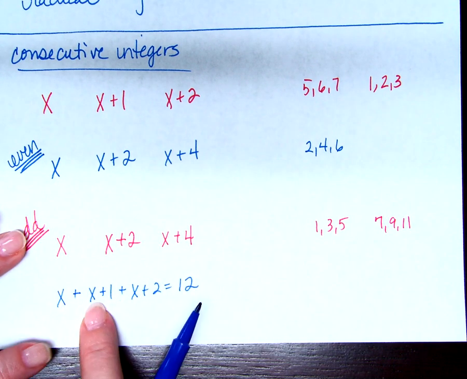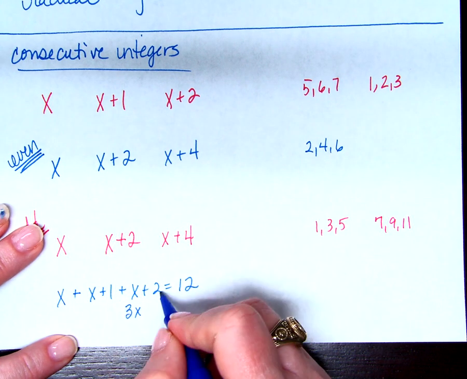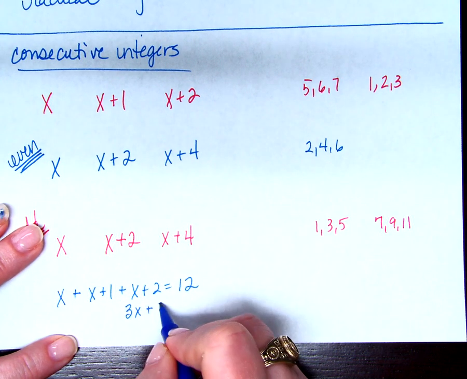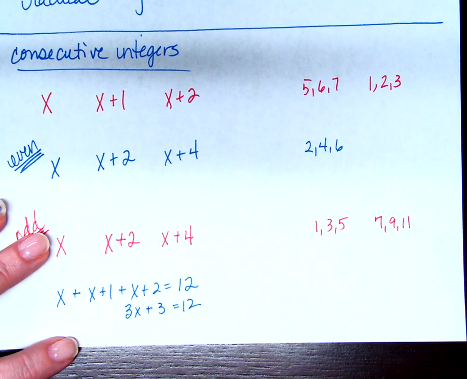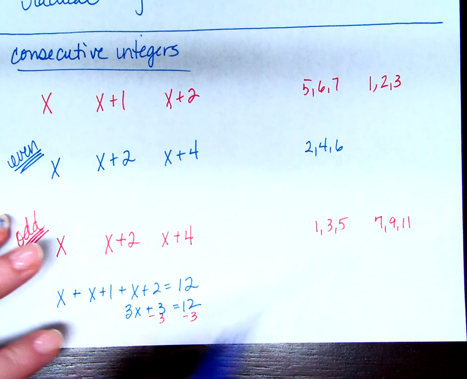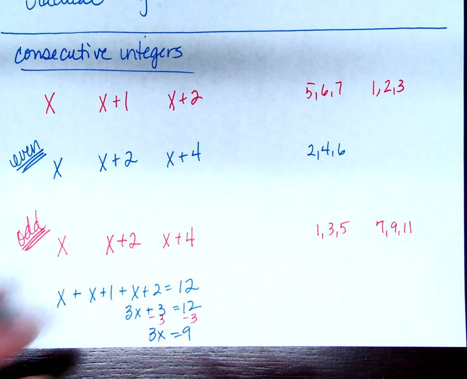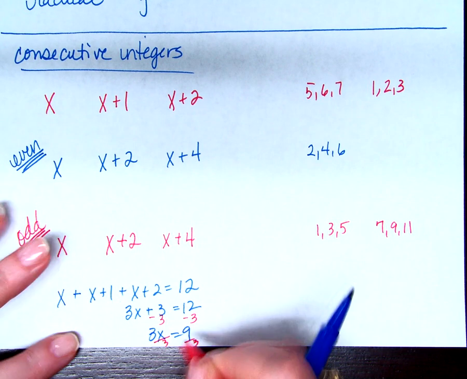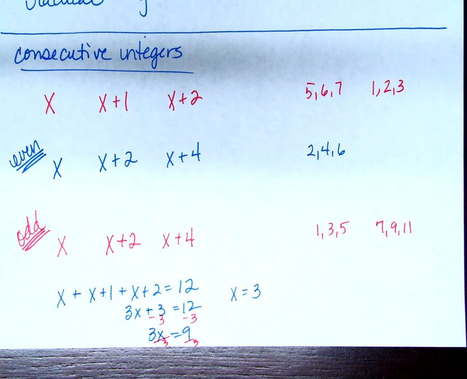Well, what's x plus x plus x? 3x. And what's 1 plus 2 plus 3? That's 6, so I have 3x plus 6 equals 12. Is that an equation you can solve? Oh, you better believe it, buddy. Subtracting 6 from both sides gives me 3x equals 6. Dividing both sides by 3 gives me x equals what? X equals 2. Do you have enough information to tell me what all 3 integers are?